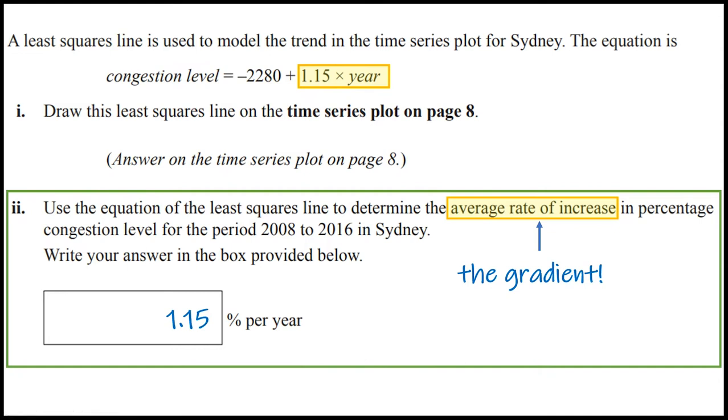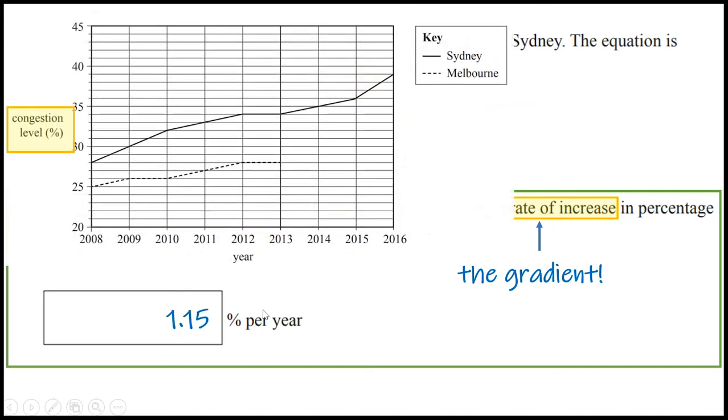Perhaps some of the confusion came from the fact that it's asking for a percentage, but if we look back to the graph that was given on the previous page, congestion level is actually measured in percentage, so the gradient would just be a percentage itself. So that one is just being careful about reading the question and understanding that the gradient is the average rate of increase.